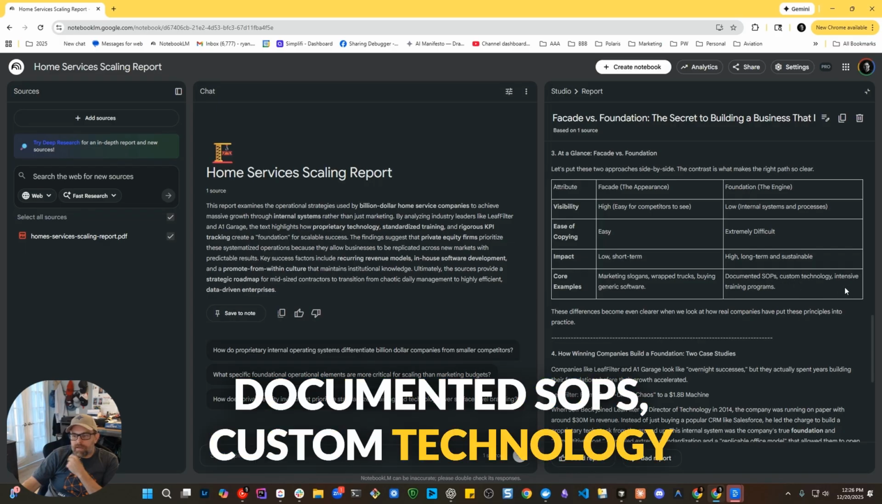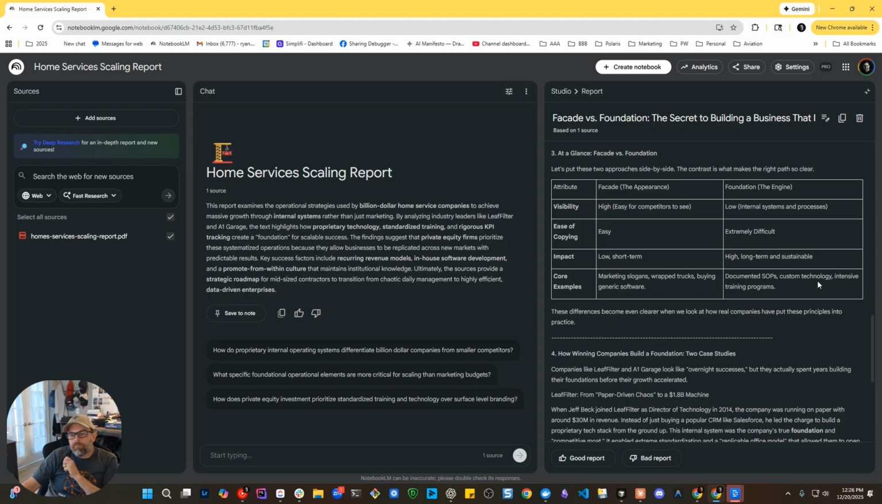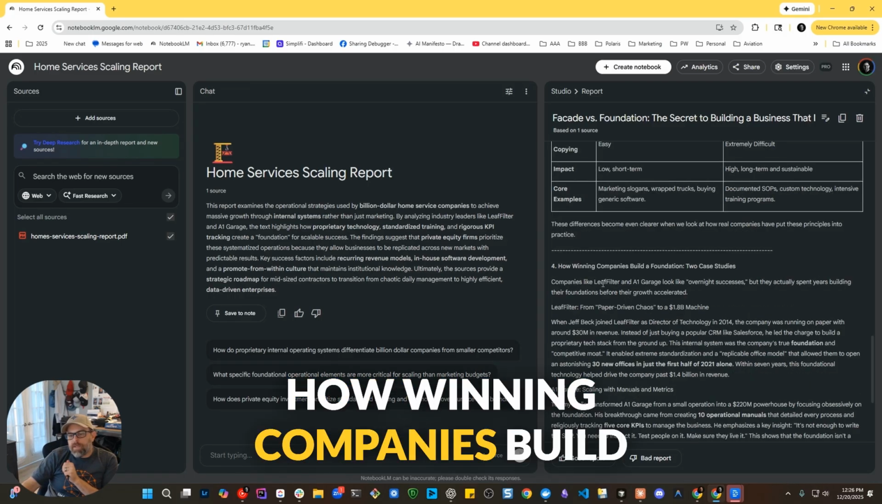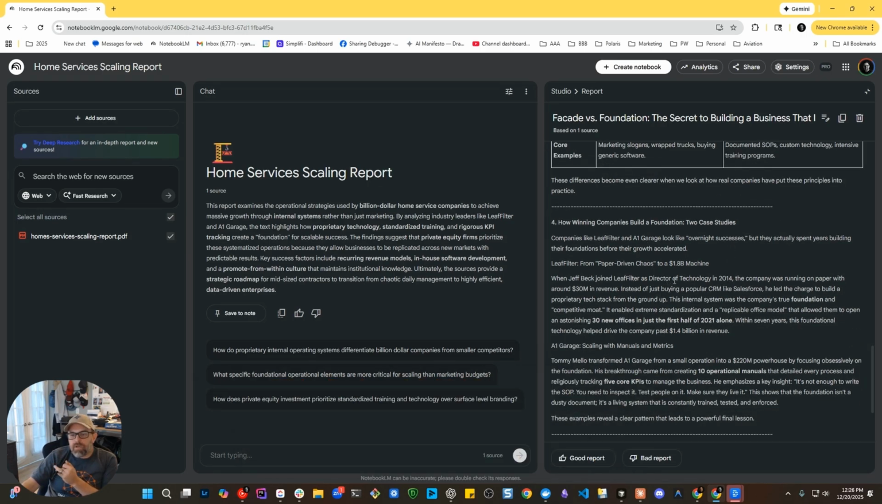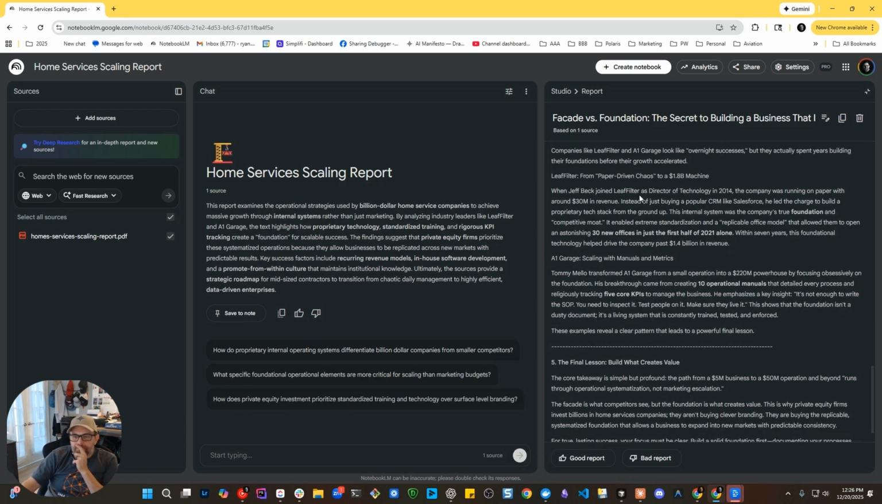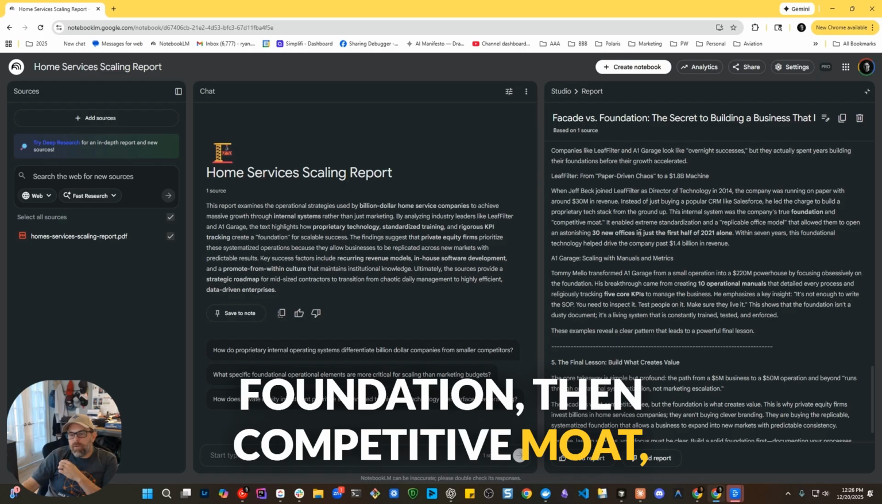Documented SOPs, custom technology, intensive training programs. Yeah. How winning companies build a foundation. 2 case studies. So there's LeafFilter and A1 Garage. Yeah. Overnight successes that took years to build. Love it. Mm-hmm. The internal system was the true foundation and competitive moat.